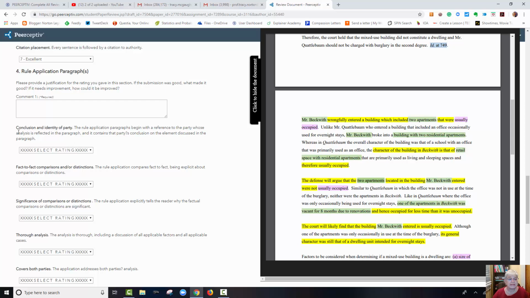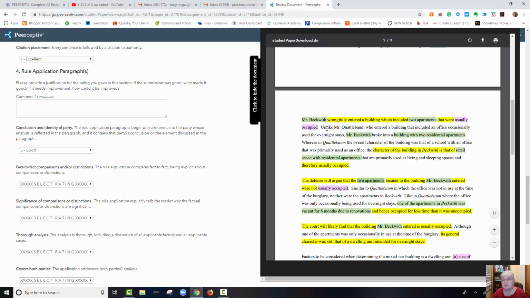And in fact, the first criterion is that you give the identity of the party. So it begins with a reference to the party whose analysis is reflected and contains the party's conclusion on the element discussed. So it does have the conclusion that they were usually occupied, but it doesn't identify this as the prosecution's conclusion. So I would say good on that one. It's a small tweak, and so it's easy to fix. So that gets a 5.